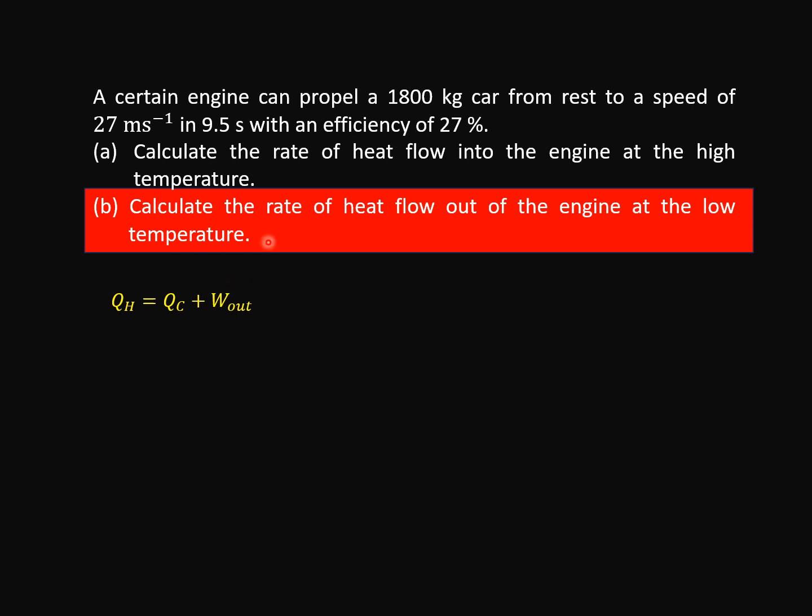Now we can start to find the rate of the heat flow out of the engine at the low temperature. This is about the heat flow out of the engine, which is QC. C stands for cold, which means low temperature. It is related to QH and the output work by this equation, where the heat flow into the engine is equal to the sum of the heat flow out from the engine plus the output work.